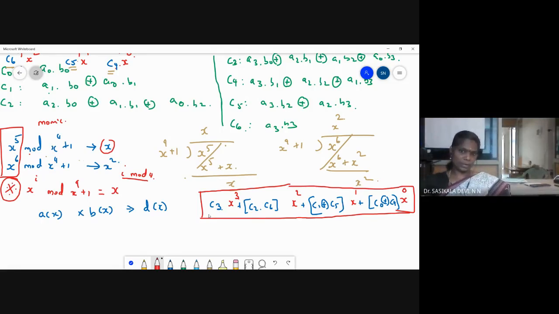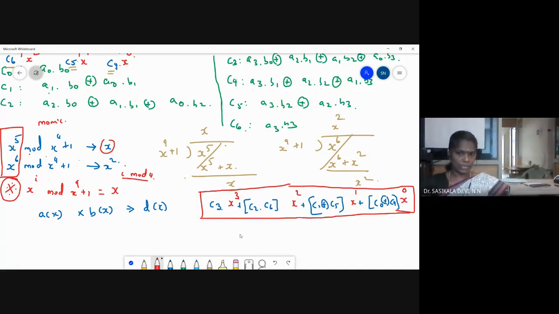Okay, now just elaborate it. What is C3 actually? C3 is nothing but A3 into B0 XOR A2 into B1 XOR A1 into B2 XOR A0 into B3. Okay, and C2 and C6. So C2 is A2 into B0, A1 into B1, A0 into B2. That one to be XOR with C6. C6 is A3 into B3. Okay, so in every coefficient we have 4 terms.